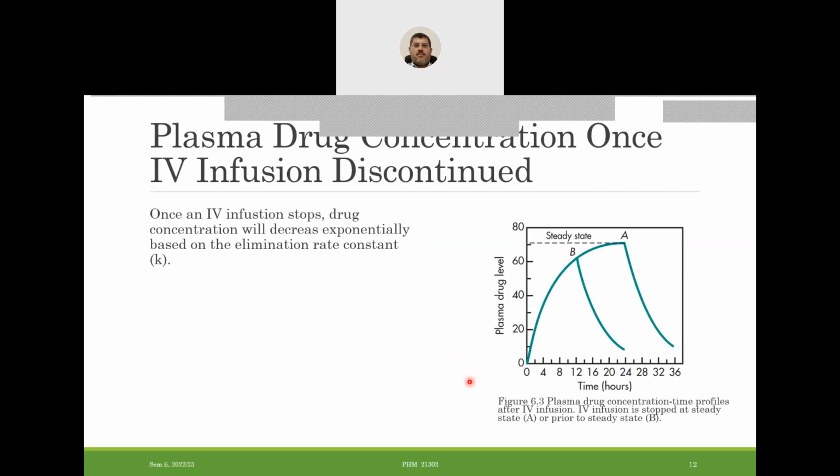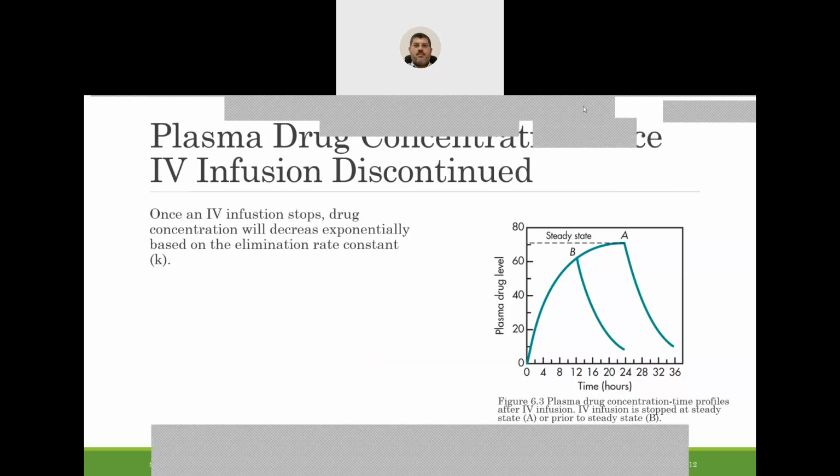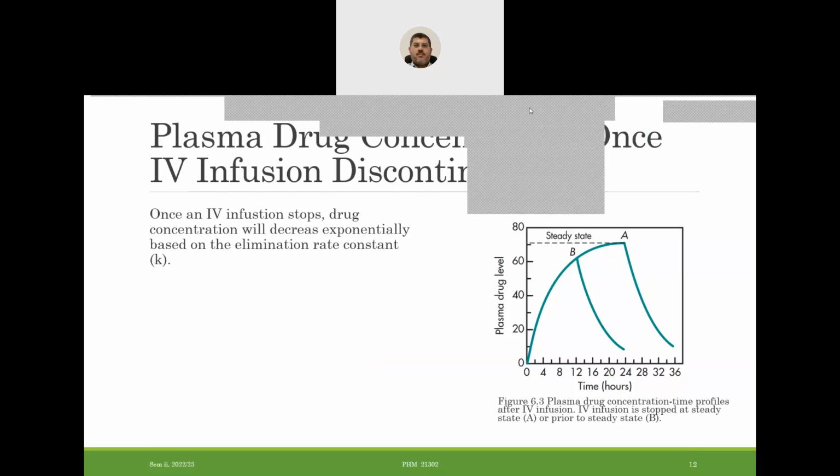Now we want to know something else, which is how to measure the concentration after we stop the infusion. So we know that this is a one compartment open model. If there is no administration anymore, we stop the infusion, then what equation will apply? One compartment or two compartment open model? What do you think? Which equation will we use?